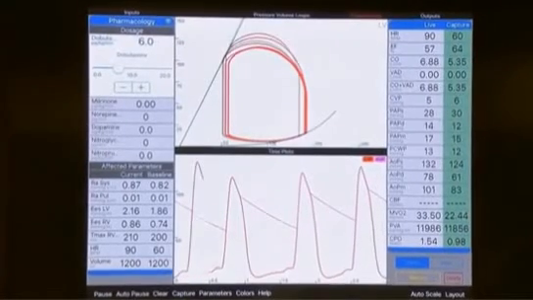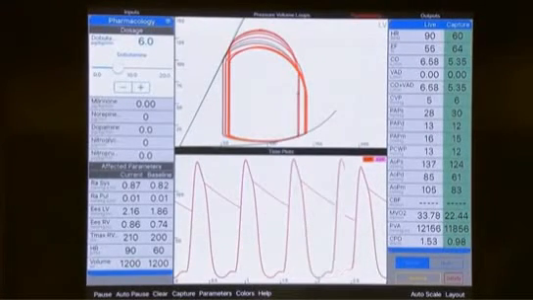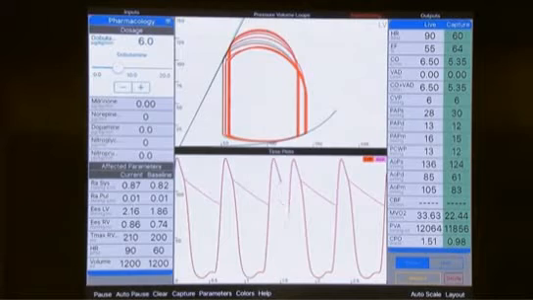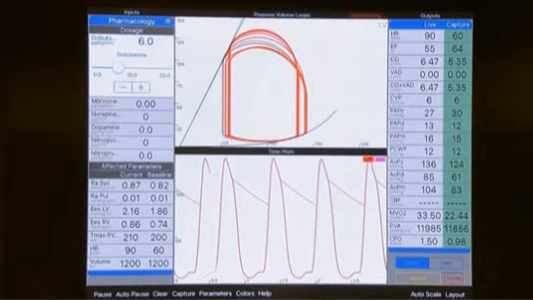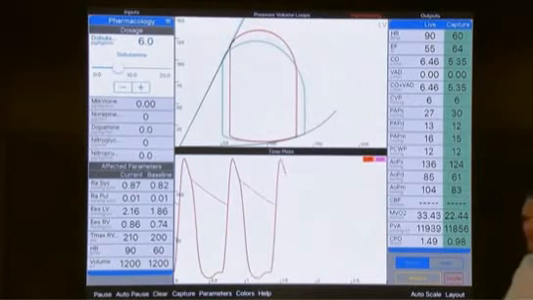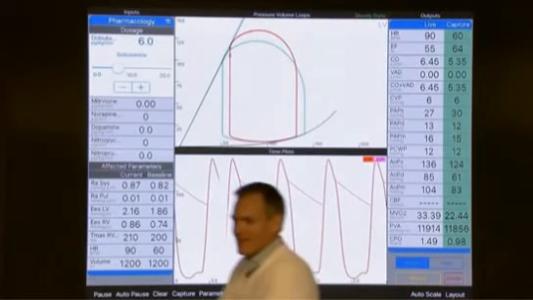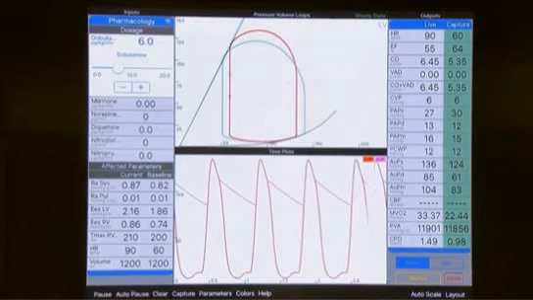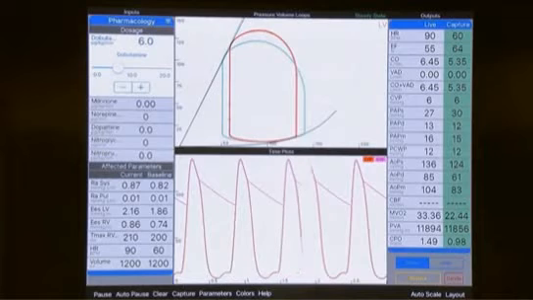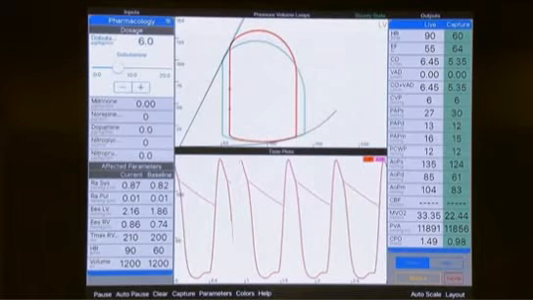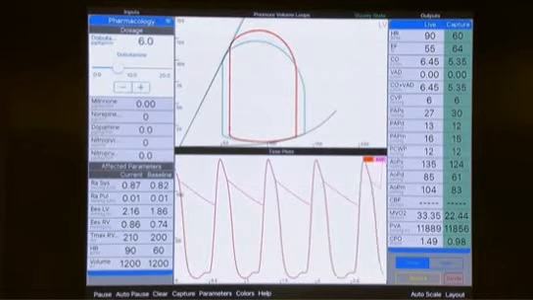Okay. That's just about back to the original slope, right? But let me clear that. Did we get back to the green loop? No, something else changed when I gave him dobutamine. What happened? Look at the heart rate.